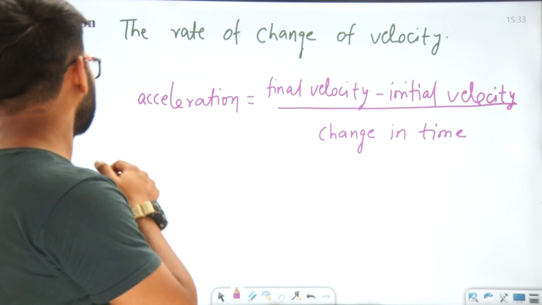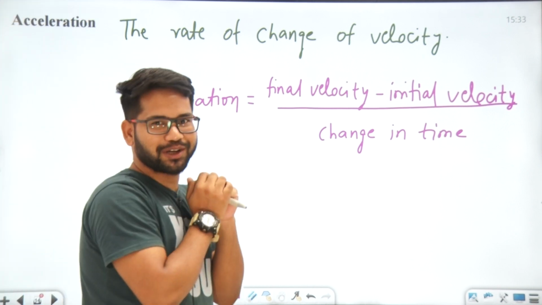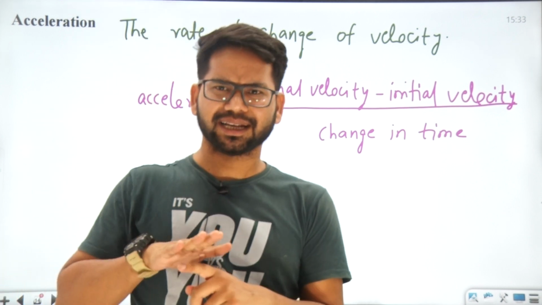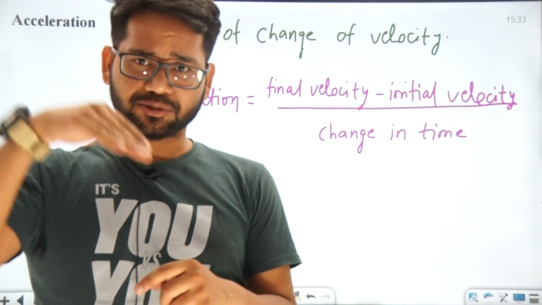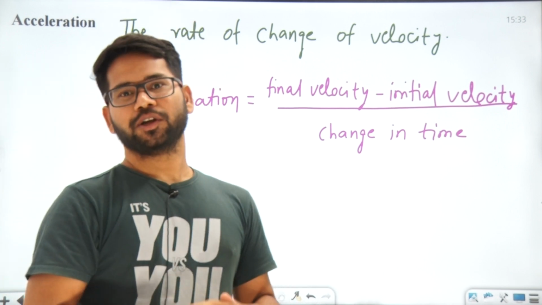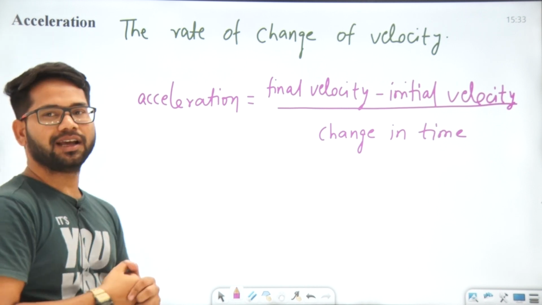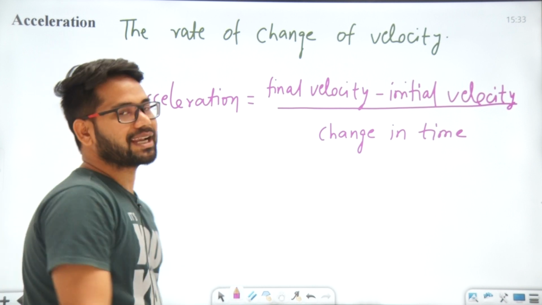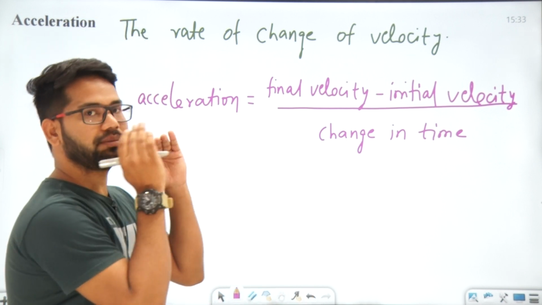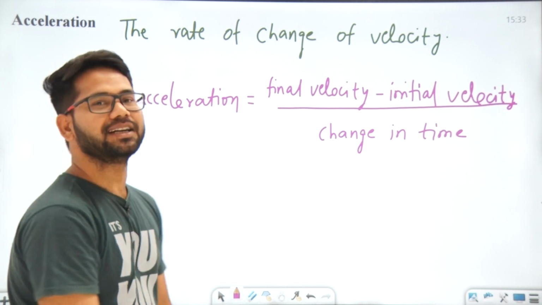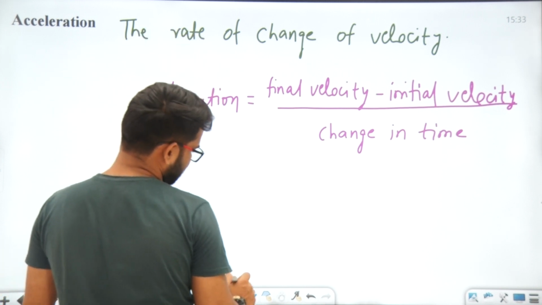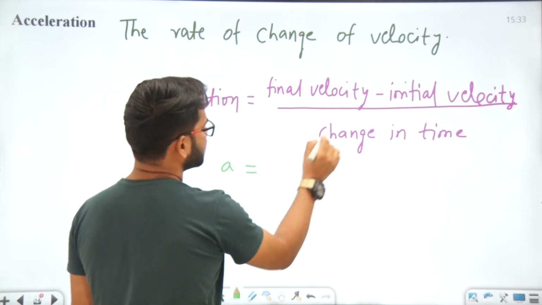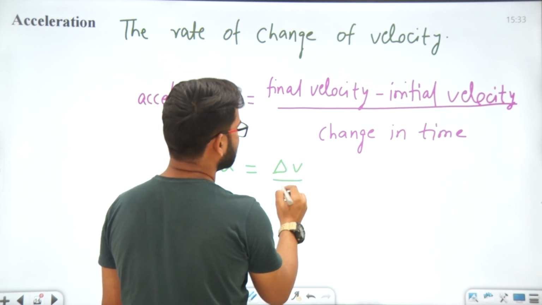In this lesson, we are going to introduce acceleration, because when a car is moving, sometimes it gets sped up, sometimes it slows down, it changes the velocity. So we are going to talk about acceleration. Acceleration is the rate of change of velocity. Acceleration we can write as final velocity minus initial velocity over change in time. So students, we can write it as a equals delta v over delta t.